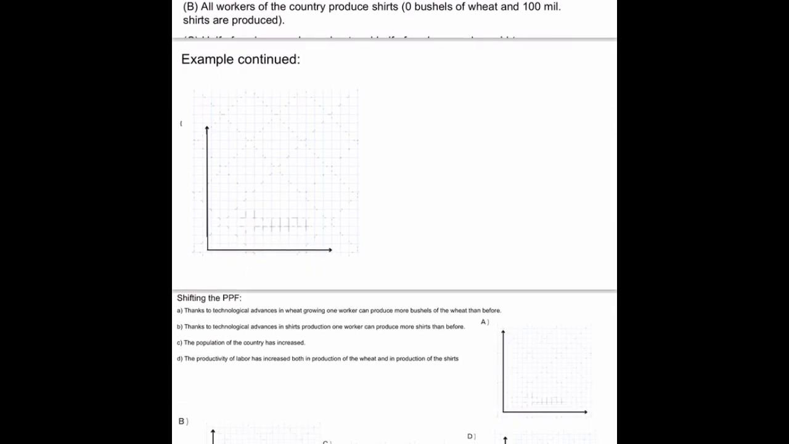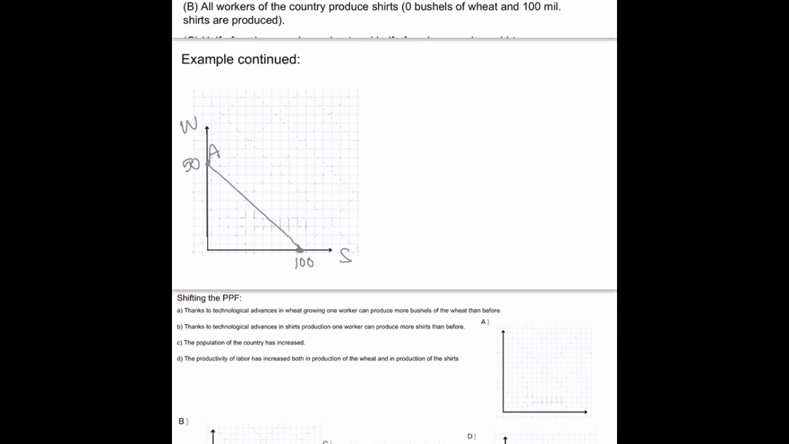In our first example, we're going to assume that our country can produce only two goods, wheat or shirts. And you can follow this on your notes. We're going to see that all workers of the country produce wheat, which is 50 million, and no shirts are produced. That will be our point A. And in point B, all of the workers of the country can produce 100 million shirts. So this is going to be our PPF.